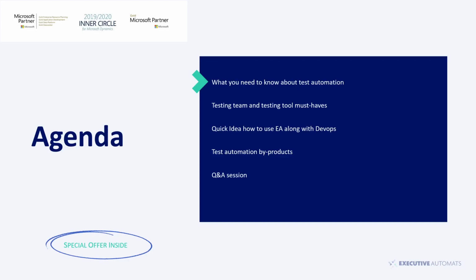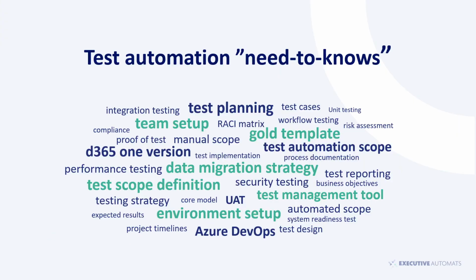The agenda: we're going to start with what you need to know regarding test automation, some introduction. I'll try to give you some information on what the trends are regarding the teams, what you need to have for test automation. Then we're going to jump into Executive Automats, into our dev box, to show you the test automation in 2012. Then I would like to show you a quick glimpse of utilizing Executive Automats along with DevOps. And then I will show you some byproducts, what else you can get from the test automation. And then we're going to leave some time for you to exchange some vision on the test automation.